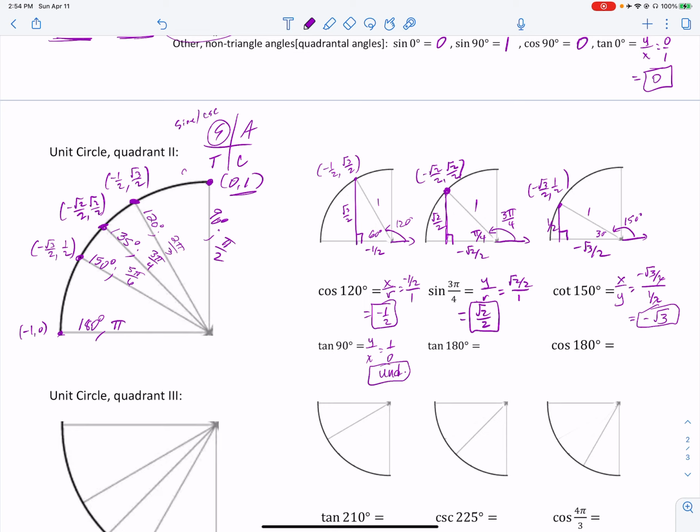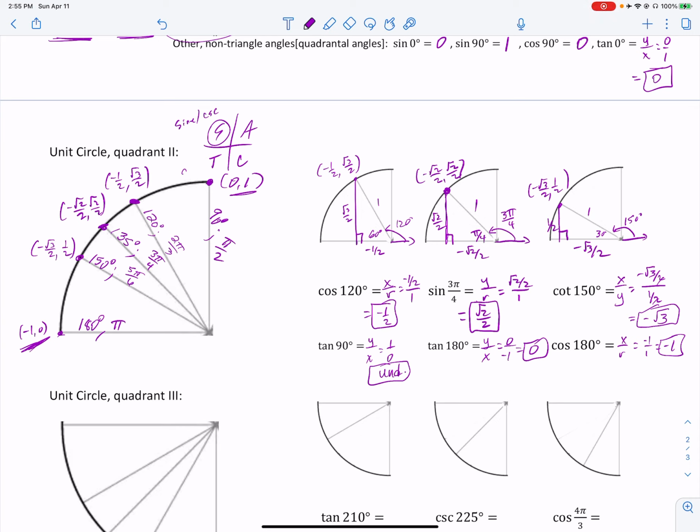Tangent of 180, you need to switch to the negative 1, 0, and look at that ordered pair. There the y is 0 while the x is negative 1, and 0 divided by negative 1 is 0. Cosine of 180 degrees is your x over r, which is negative 1 over 1, which is just negative 1. Again, it's just the x coordinate there. So there's your quadrant 2.